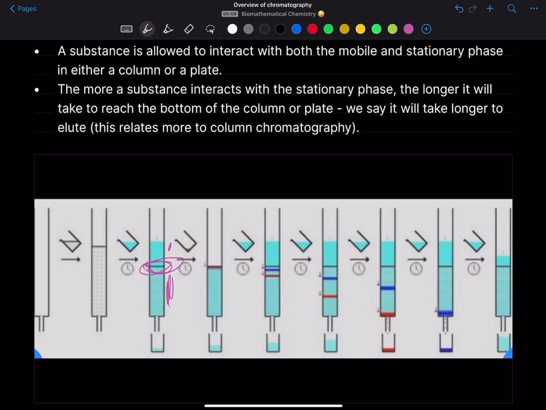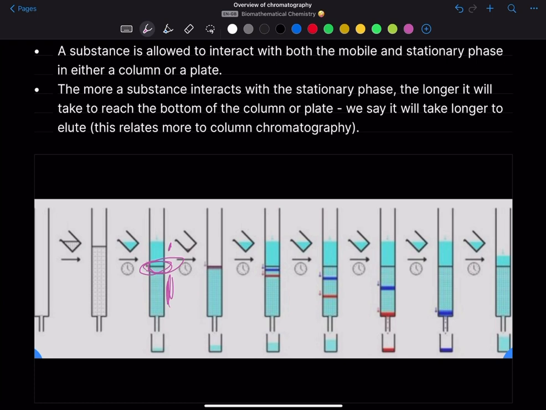So a less polar compound would have a higher affinity for the mobile phase. Hence, that's why more polar compounds, if you're talking about paper chromatography, would move less up the chromatogram, because they have a stronger affinity to the stationary phase and a lower affinity to the mobile phase, and hence wouldn't move that far up.